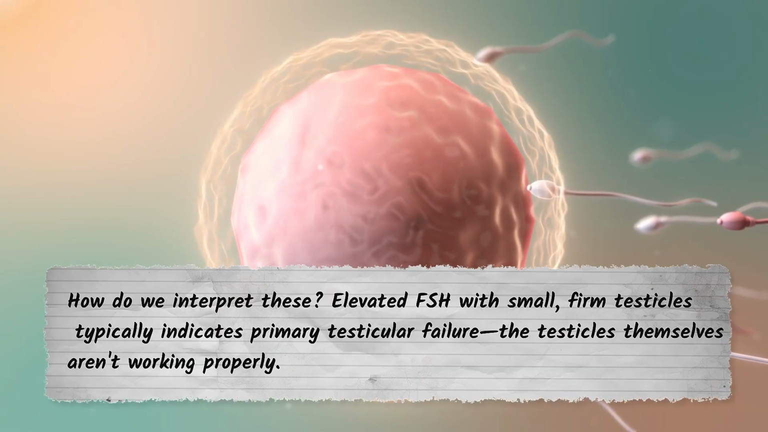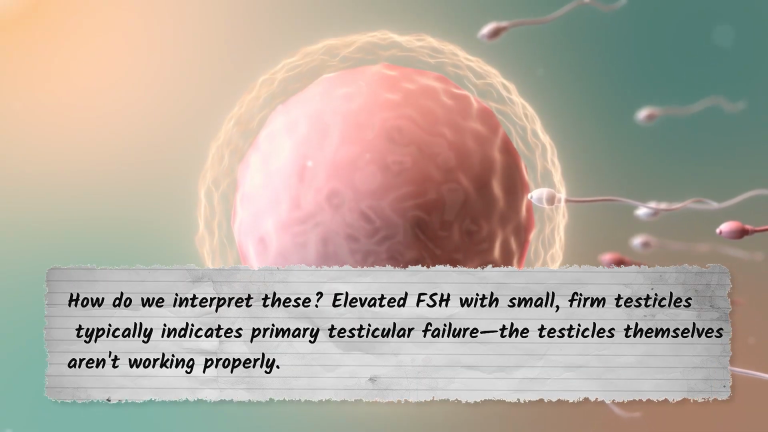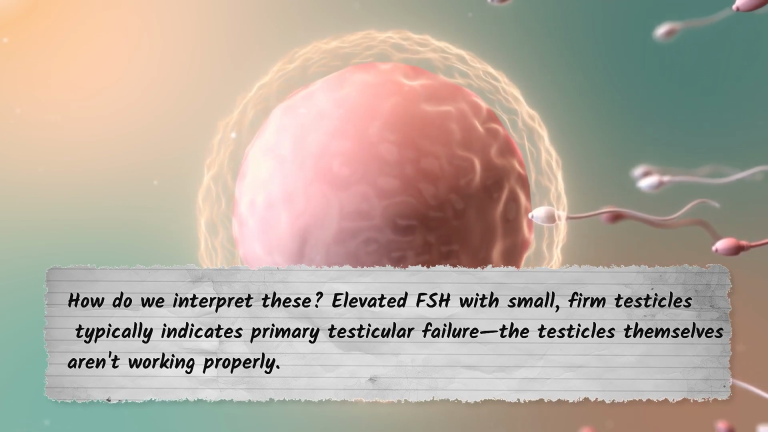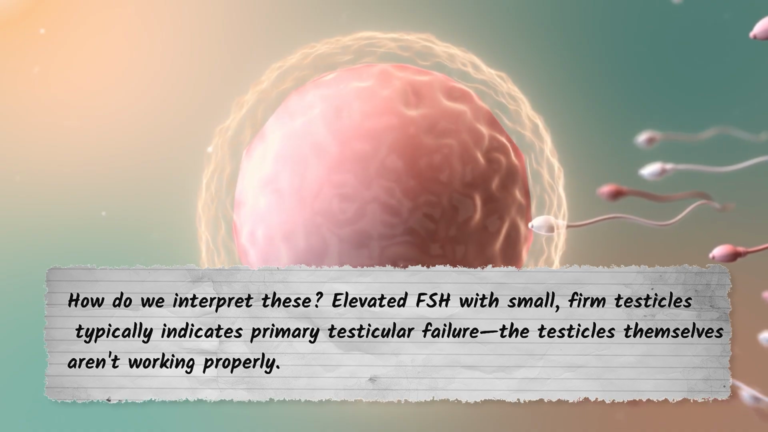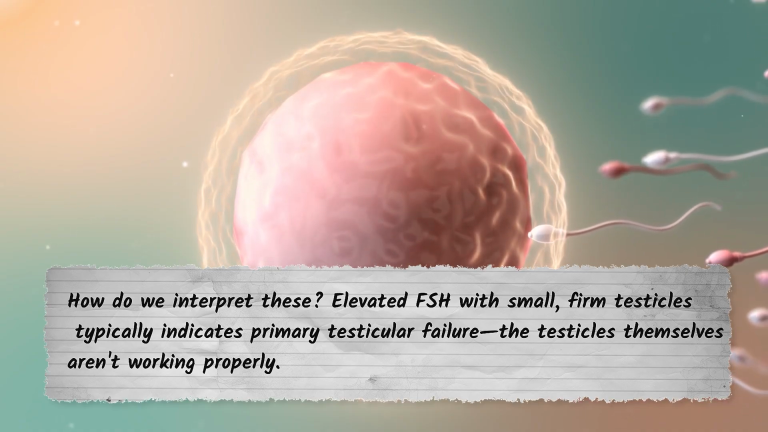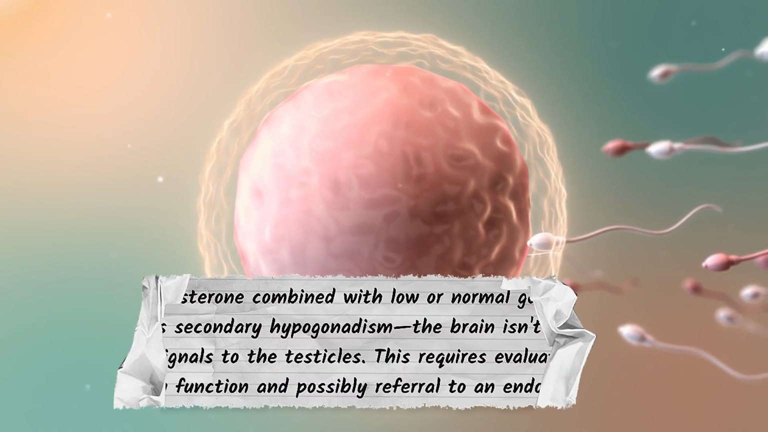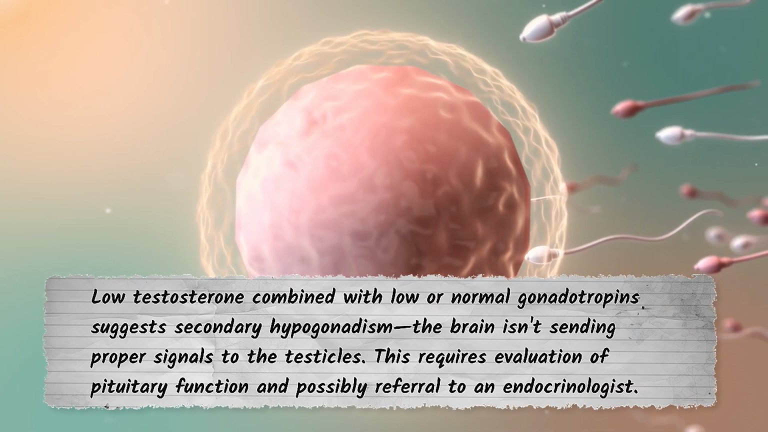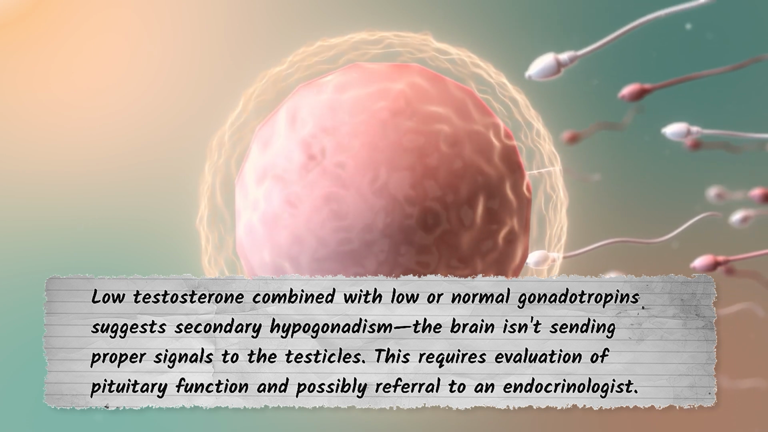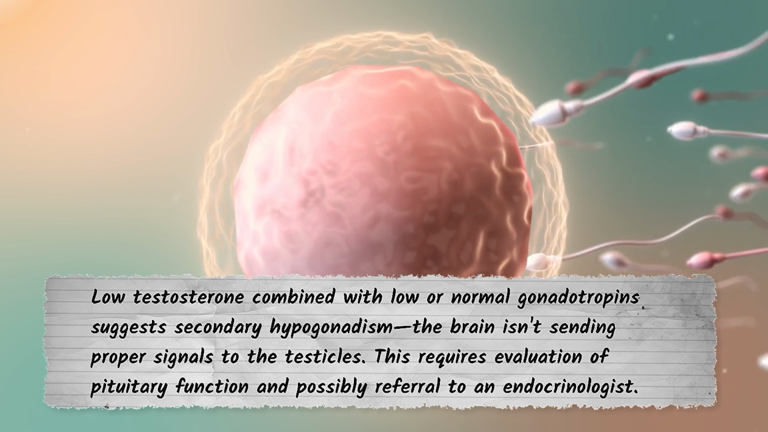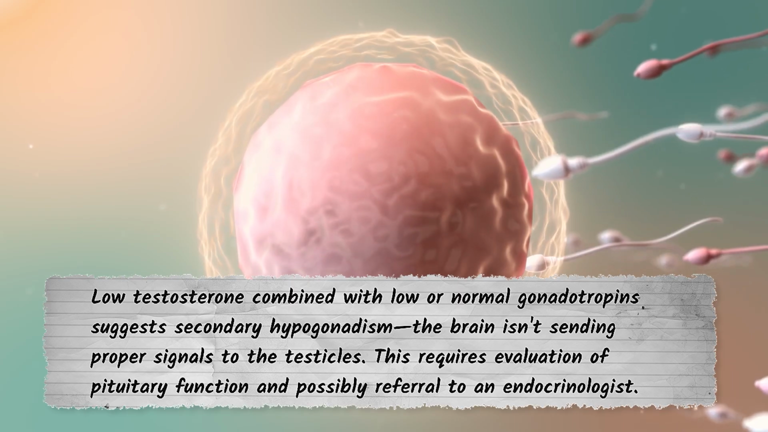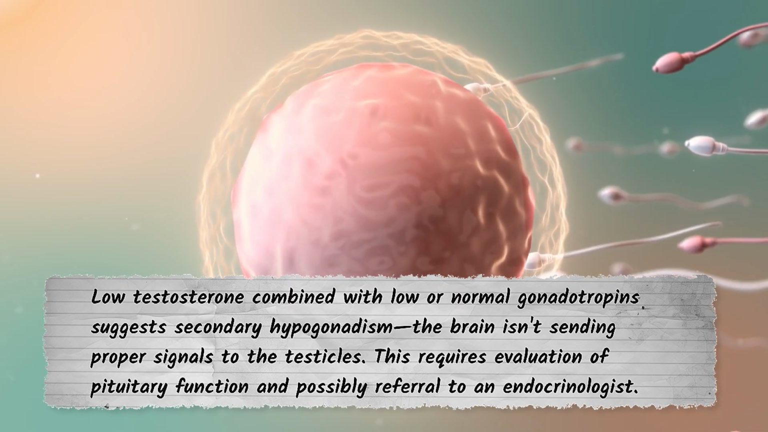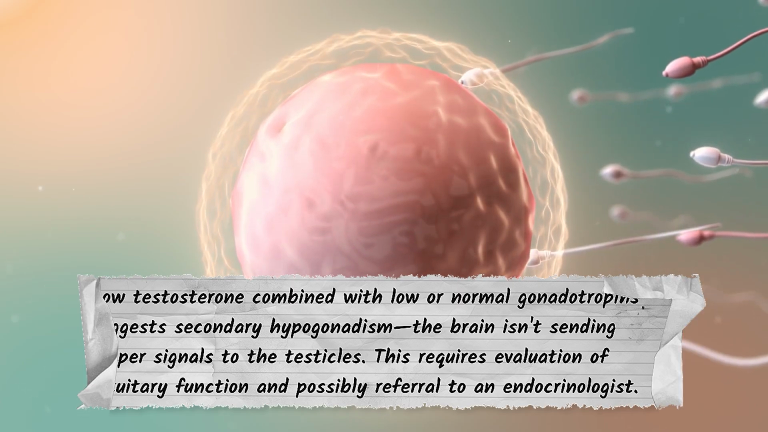How do we interpret these? Elevated FSH with small, firm testicles typically indicates primary testicular failure. The testicles themselves aren't working properly. Low testosterone combined with low or normal gonadotropins suggests secondary hypogonadism. The brain isn't sending proper signals to the testicles. This requires evaluation of pituitary function and possibly referral to an endocrinologist.